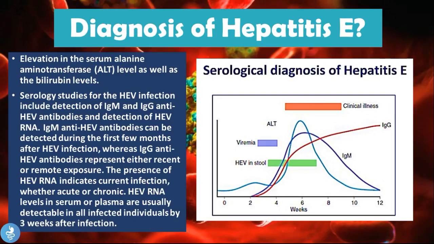So now let's talk about the diagnosis of hepatitis E. An elevation in the serum alanine aminotransferase level as well as the bilirubin levels can help us with the diagnosis of hepatitis E. If you remember in the slide before this, we said that the disease has an incubation period of about 2 to 10 weeks with an average of 5 to 6 weeks.